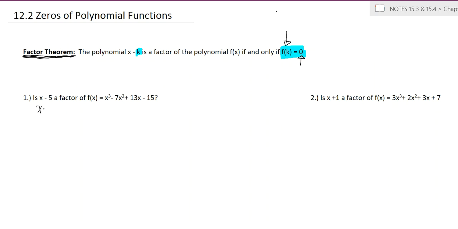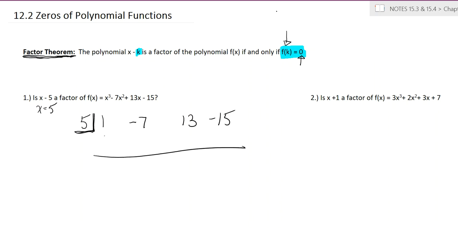So in this case, k would be 5. And so I would take 5, and I would take the coefficients of the function f, just like we did in the last section. I'm going to use synthetic division. And what's going to happen, you'll find out in just a second, is that the remainder ends up being 0. So what this is telling us is that f of x is divisible by the binomial x minus 5.